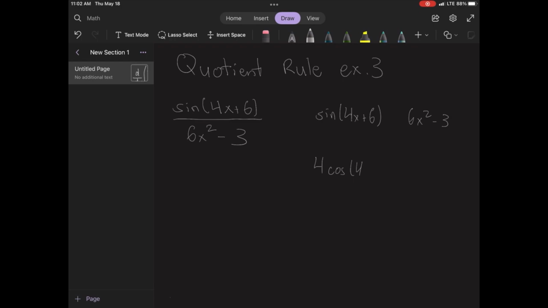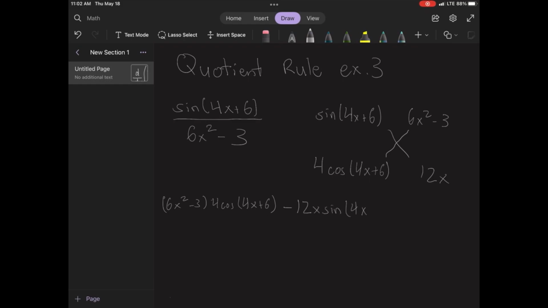You take the derivative of the inside function and multiply it by the derivative of the outer function, and you get 4 cosine of 4x plus 6. And then for the derivative of 6x squared minus 3, you just get 12x. First, you're going to multiply up, and you're going to get 6x squared minus 3, and multiply that whole thing by 4 cosine of 4x plus 6. Then you're going to subtract multiplying down, which is 12x times sine of 4x plus 6.